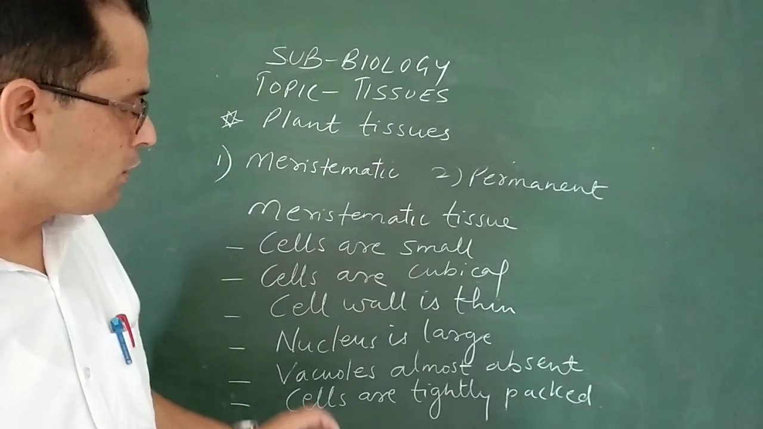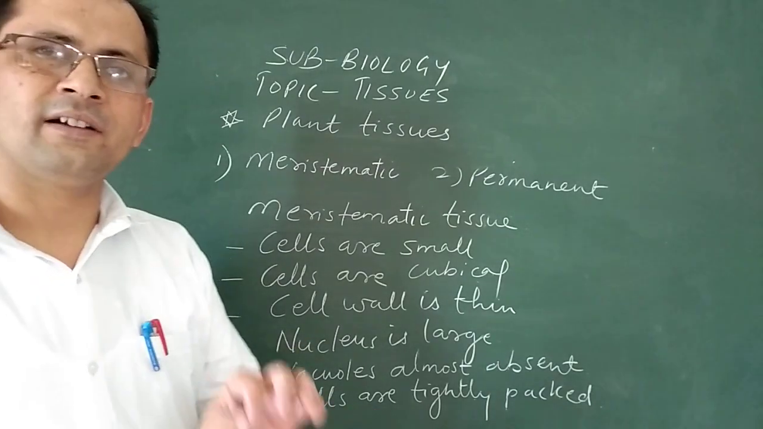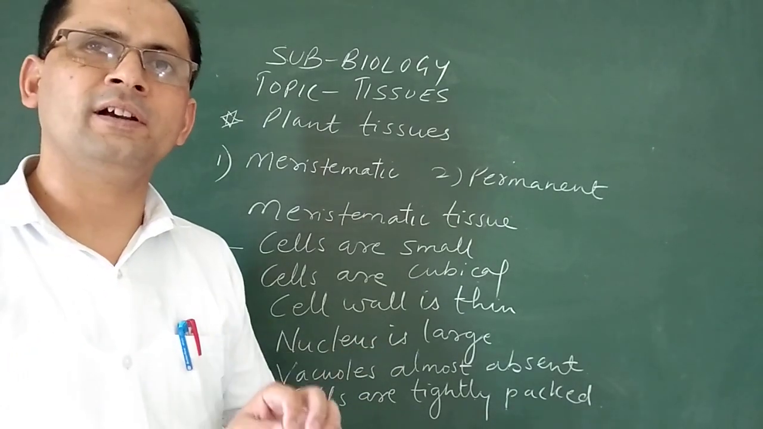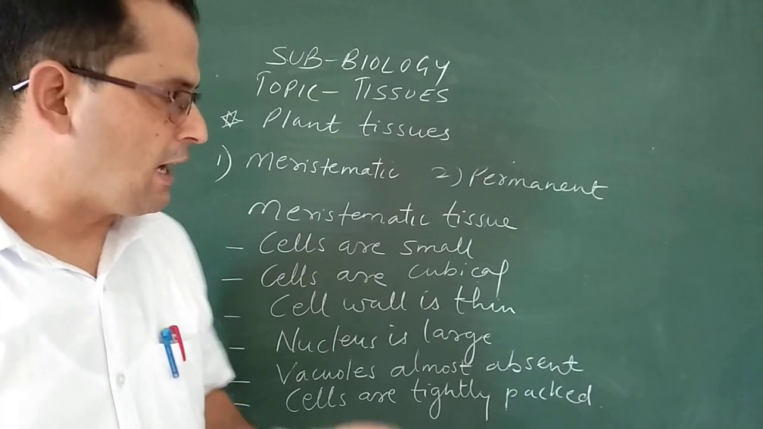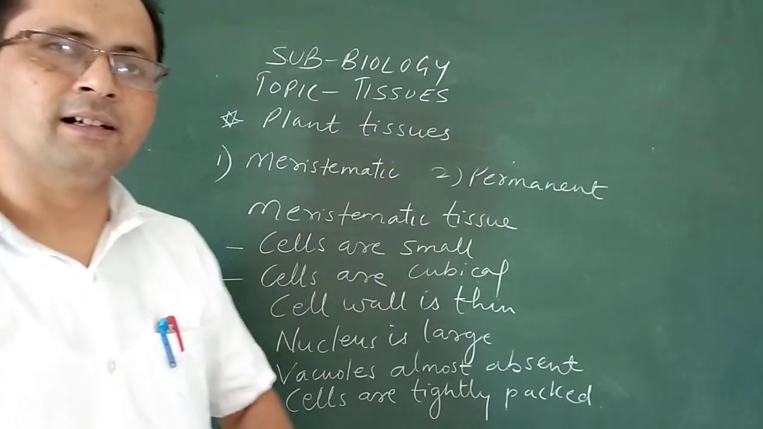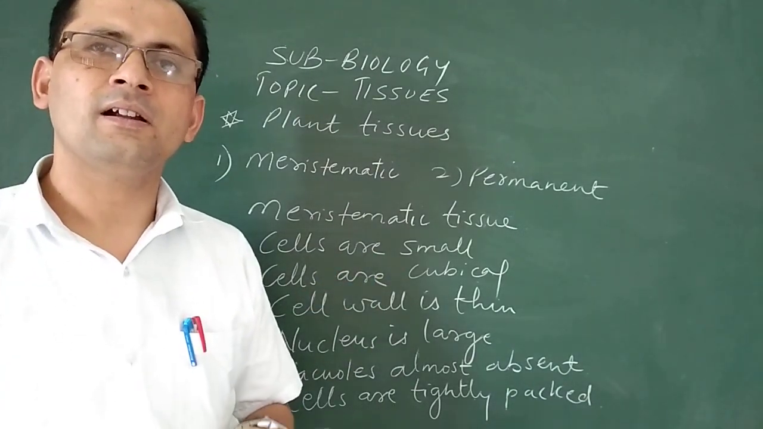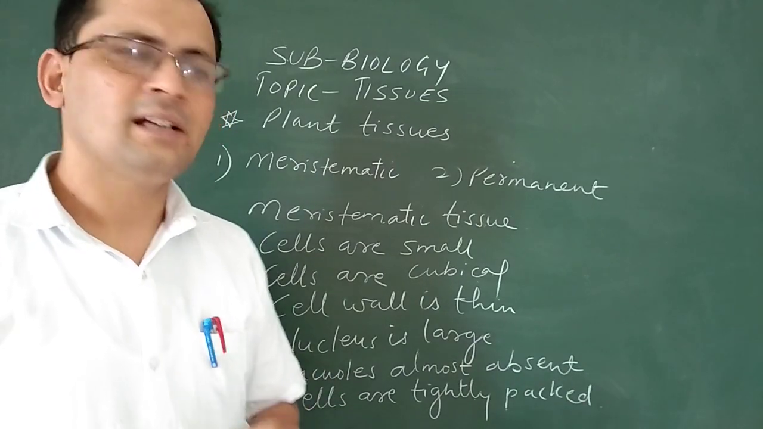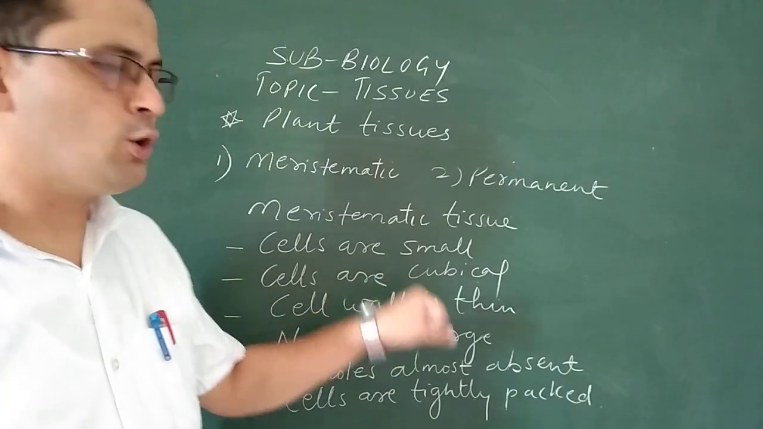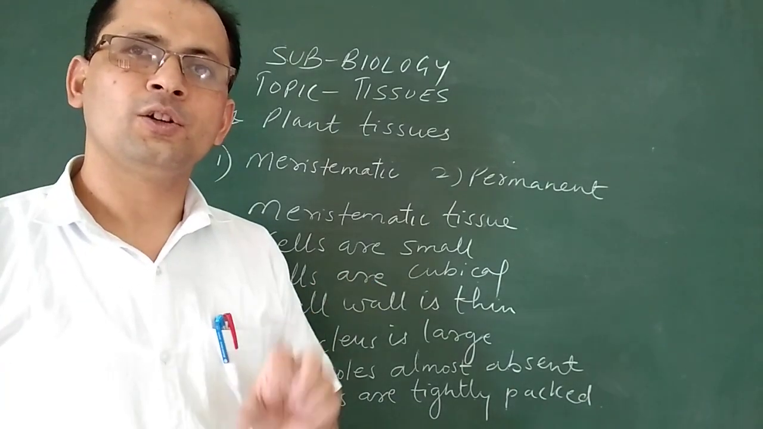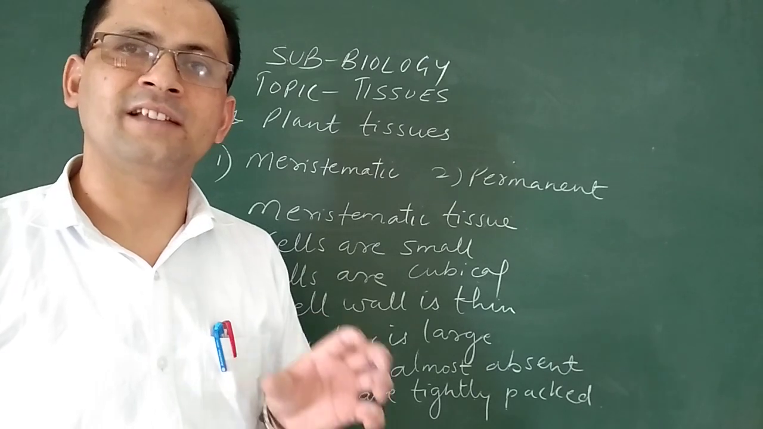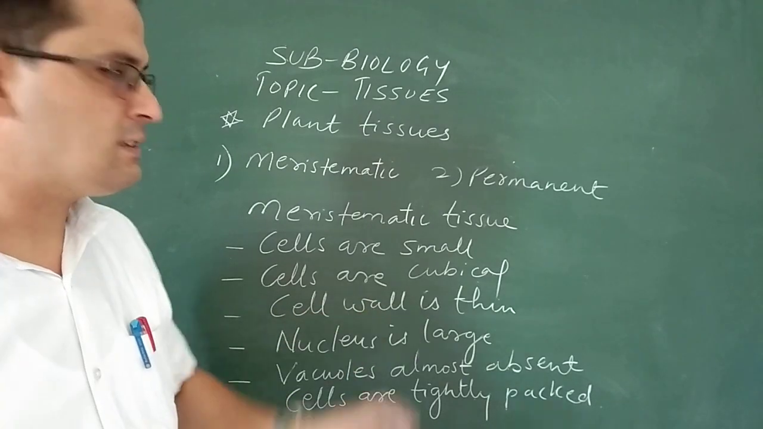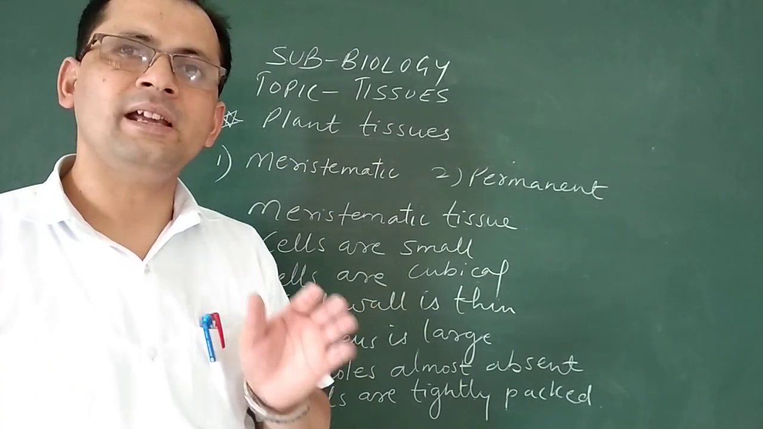Now there are some chief characteristic features of this meristematic tissue. Some of the important characters of meristematic tissue I have written here. You can see, first is the cells. The cells are small in size and cubical in shape. So the size is small and the shape is cubical. Now third, the cell wall is thin. The cell wall is very thin.